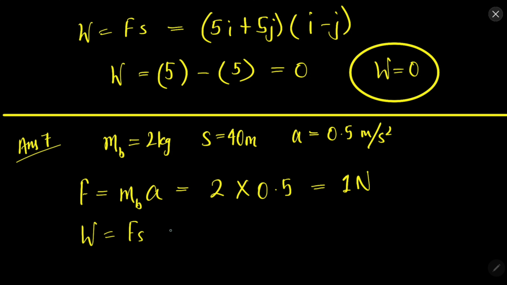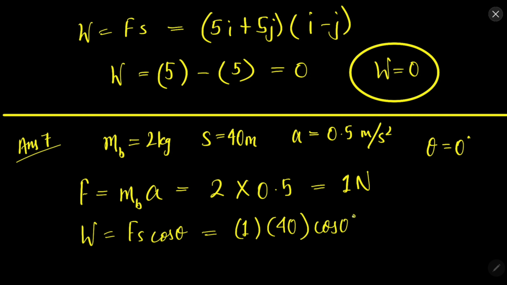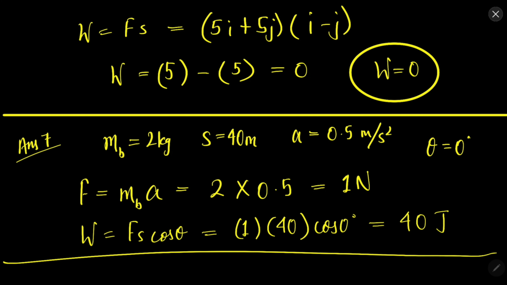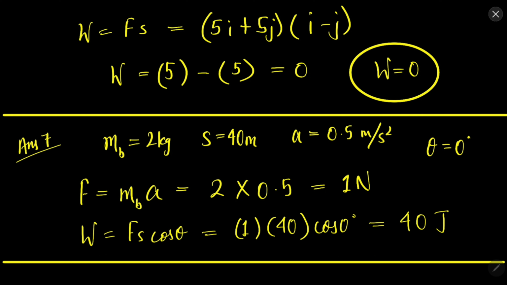And work done is force into displacement into cos theta. Theta is 0 degree, so cos 0 degree is 1. Force is 1, displacement is 40, so it will come out to be 40 joule. So the work done by the man on the block is 40 joule.